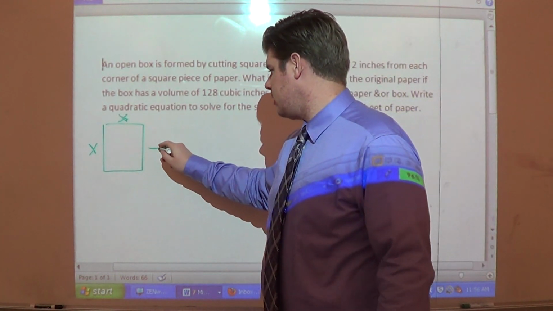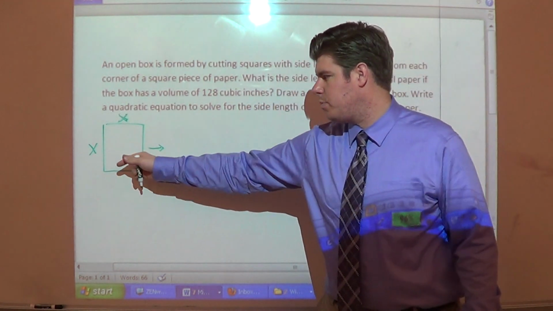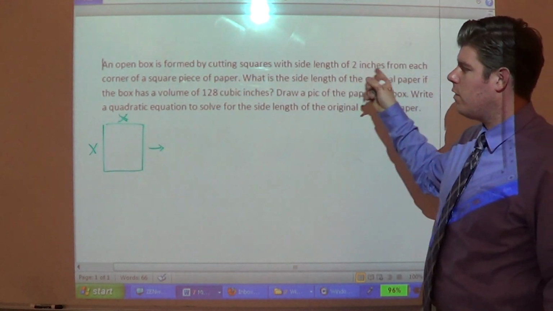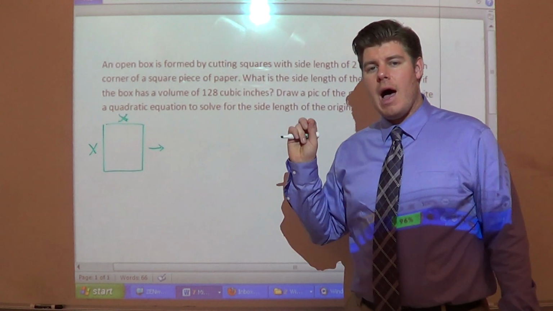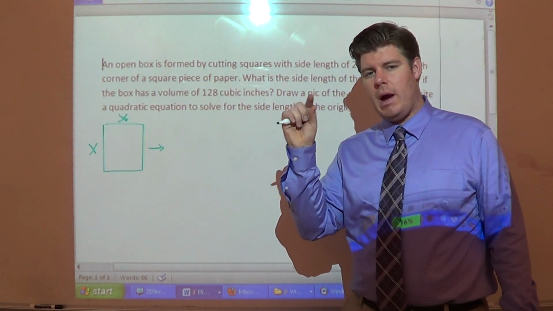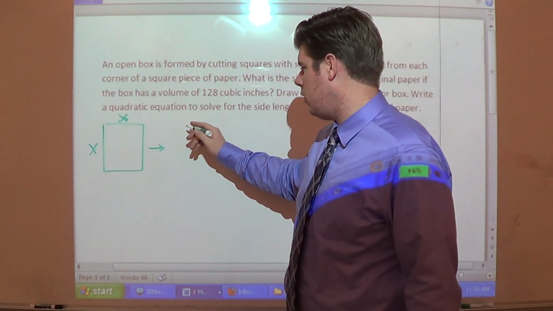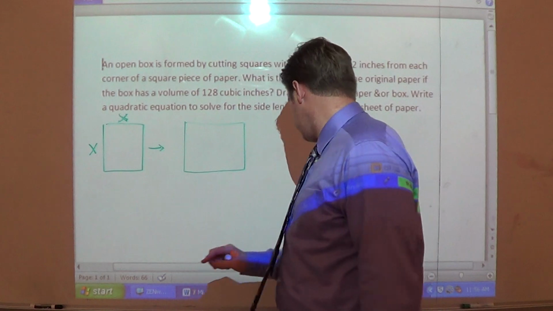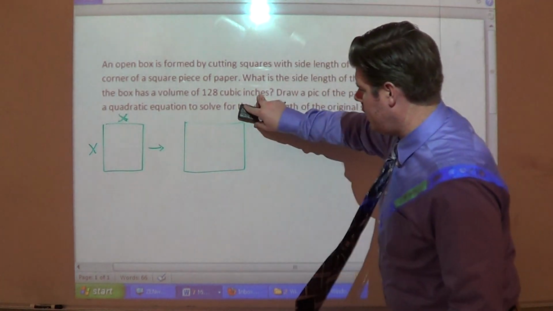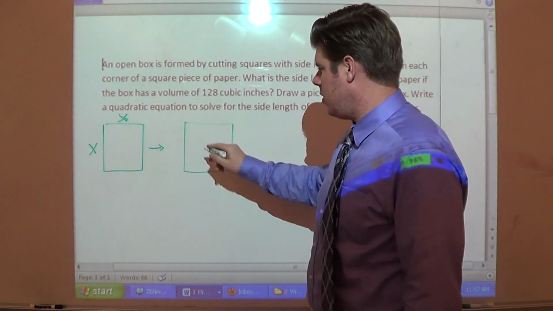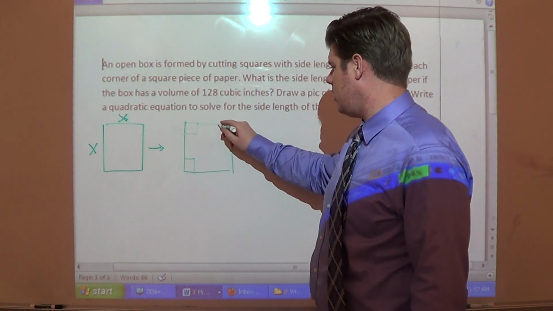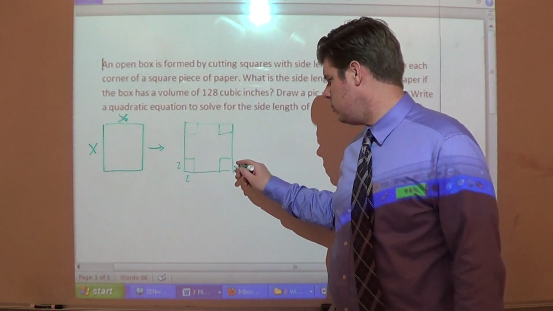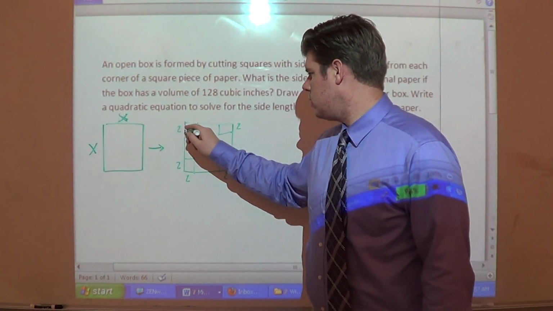The next thing it says is, you come up to this piece of paper and you start cutting squares with side length of 2 inches from each corner. So I'm going to cut squares of 2 by 2 in each corner. My next drawing, I'm going to draw it a little bit bigger. Sorry, it's not that great of a square, but I'm going to label these as my corners that I'm cutting out. Each one of these corners is a 2 by 2. So a 2, 2, 2, 2, 2, 2, 2, 2.